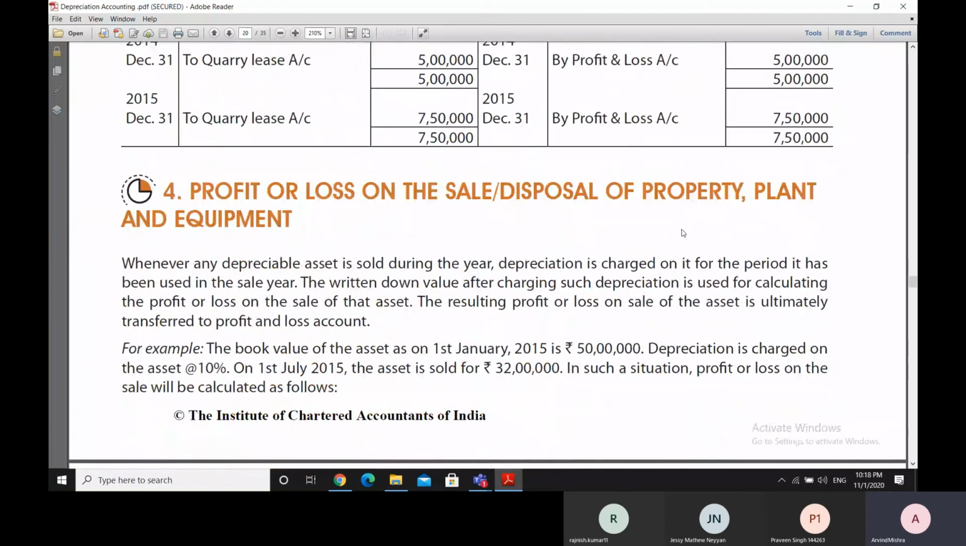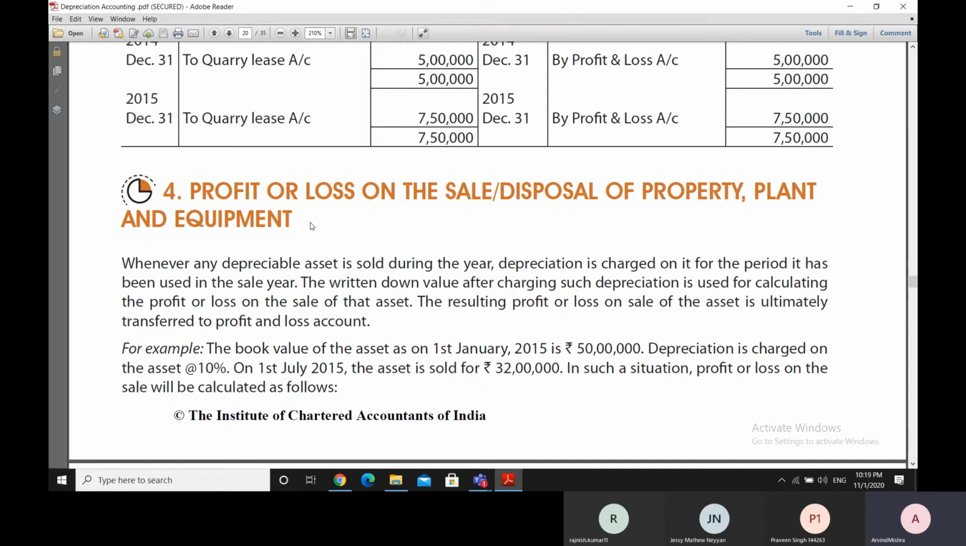Now we come to the next topic, and that is called the profit or loss on the sale or disposal of property, plant or equipment. Now, whenever any depreciable asset is sold during the year, we are depreciating an asset continuously, but it may sometimes happen that during the year we sell off an asset.